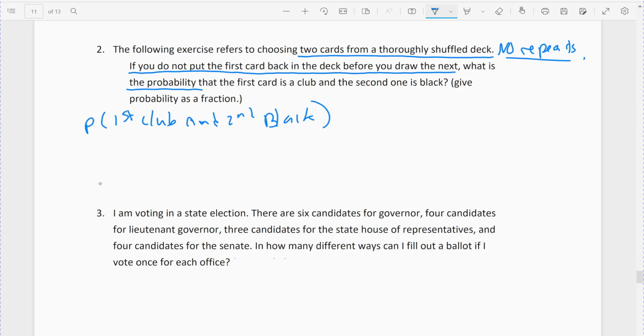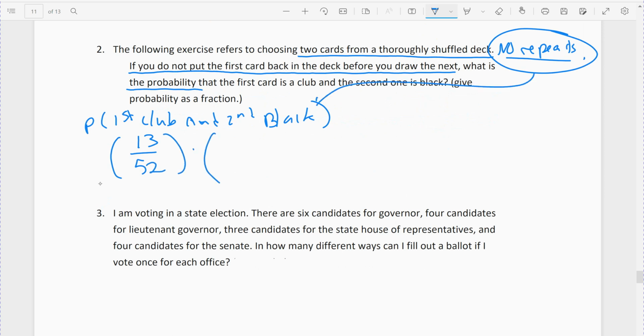So the first thing you're doing is picking a club. You're not repeating. So the probability to pick a club: there are 13 clubs out of 52. And you do multiply, but because you're not repeating, there's a club already sitting outside of the deck. We've taken a card away, which means there are only 51 cards left. A club is also black, so we've also removed a black card. So there are no longer 26 black cards, there are only 25. You've got to keep that in mind. So this is where they're dependent and you have to subtract.